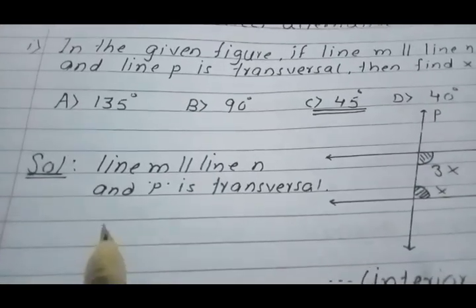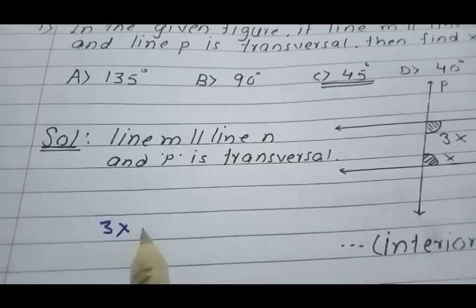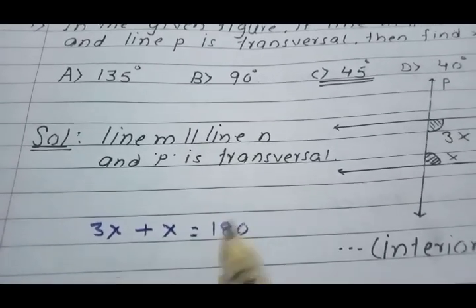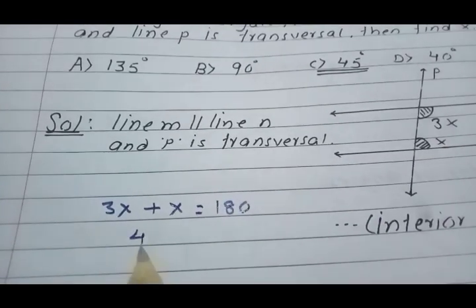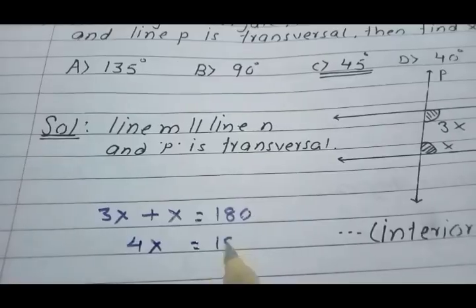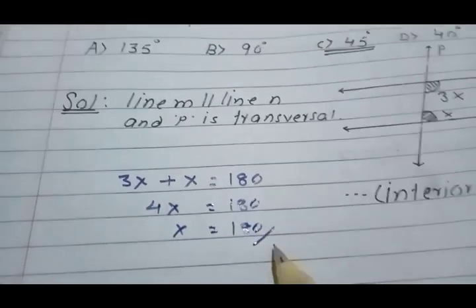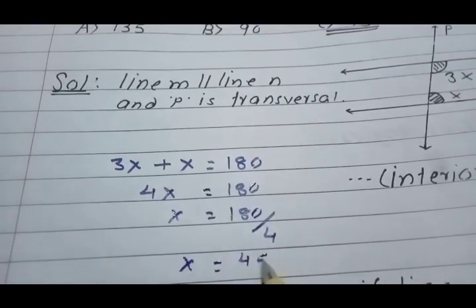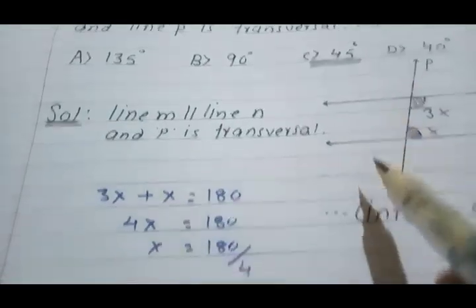So here 3X plus X equal to 180. Interior angles are supplementary, so 180. 4X equal to 180, so X equal to 180 upon 4. So X equal to 45. So answer C, 45 degree.